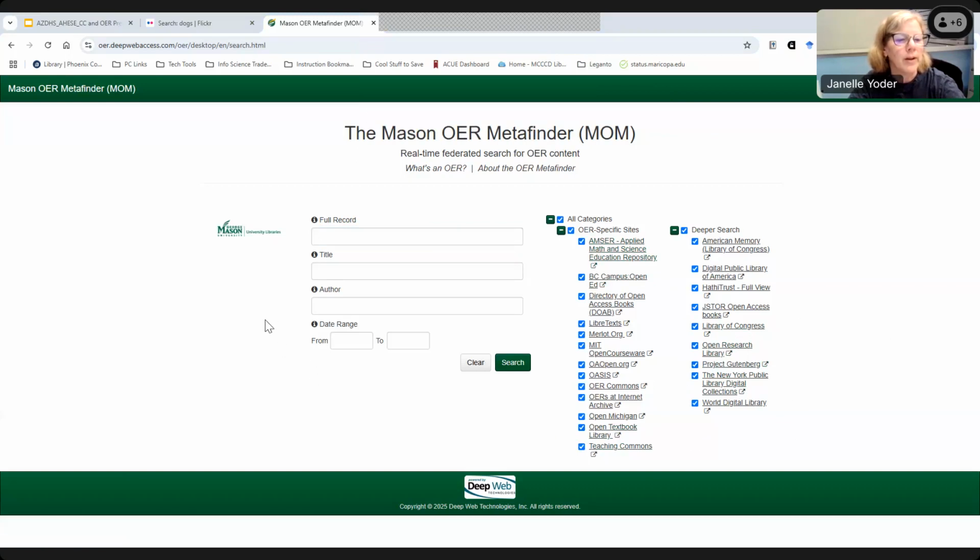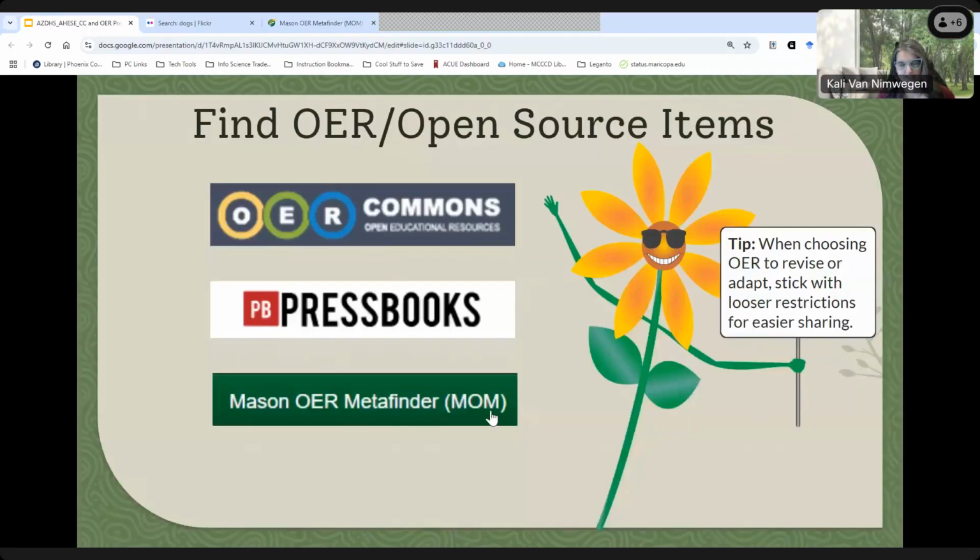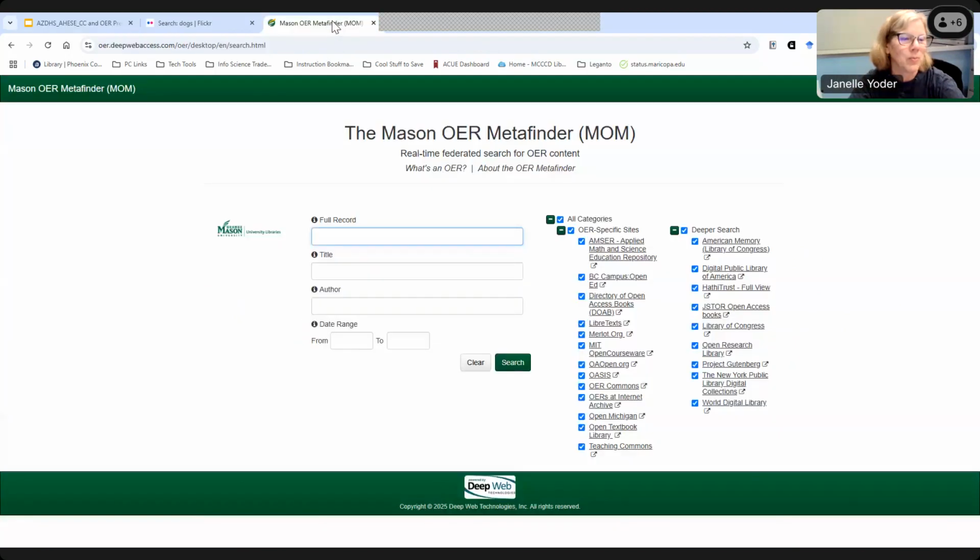But I know for me, I get down a rabbit hole when I do go into these things, so I don't want to start one. These are all linked on the AHESE website as well. Yeah. So if you go into the OER resources page, these are all going to be linked, as well as quite a few others. Right. And just again, as you're going in, one of the filters you can add is to stick with the looser restrictions, so that we have less problems when we add them into our press book.